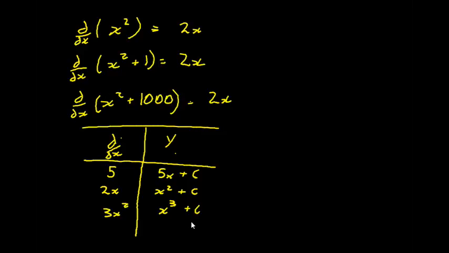So this doesn't change, so it doesn't matter what we have, it's going to be the same thing. We get this plus c at the end every time. And it's just a constant term. It could be any number. We don't know what it is.